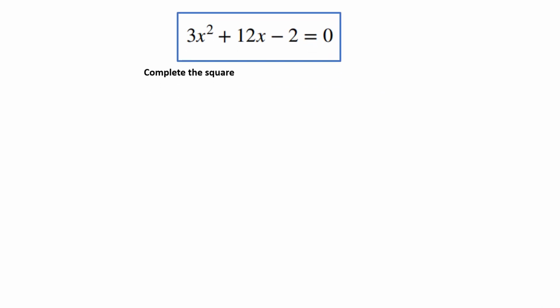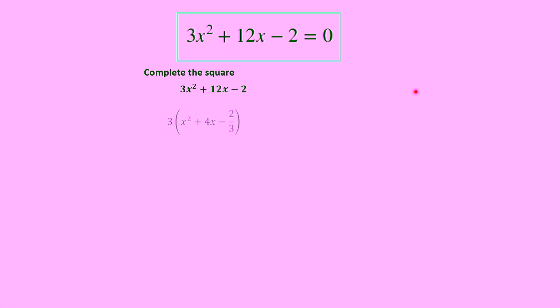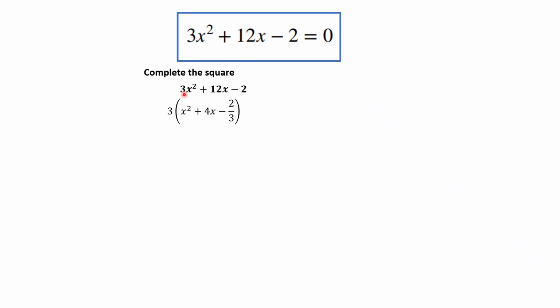Now, if the question asks you to complete the square, there will be no equals 0. It's just going to be like this. Now, what I want to do first is to get rid of this 3, because we are used to solving with just x squared, not 3 or 5. So I'll take 3 as a common factor. Take 3 out, you will have 3x squared divided by 3 is x squared. 12x divided by 3 is 4x. 2 divided by 3 is just 2 divided by 3.